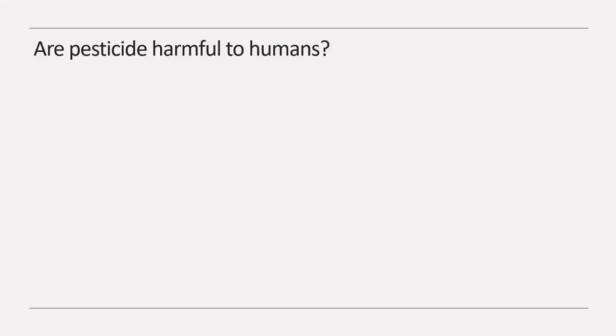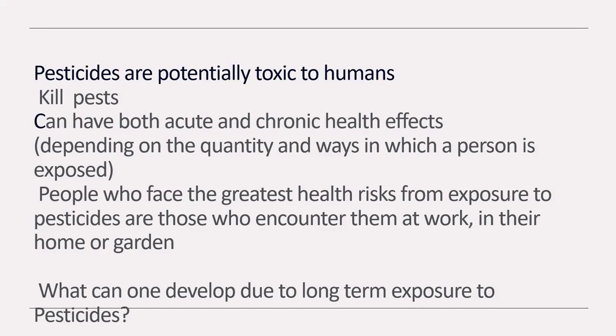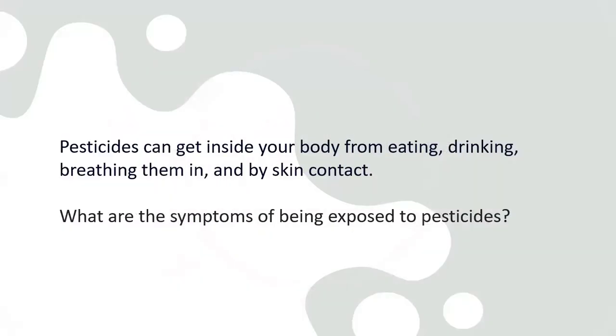Okay. Are pesticides harmful to humans? Pesticides are potentially toxic to humans. Remember, they're killing pests. And if we're not protected from those pesticides, we can experience acute side effects or chronic. Those long chronic health effects of being exposed to pesticides for a long time can actually lead to cancer. So pesticides can get inside of your body from eating, drinking, and breathing them in and by skin contact.